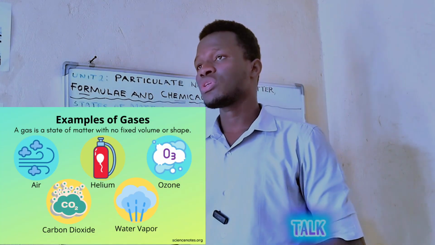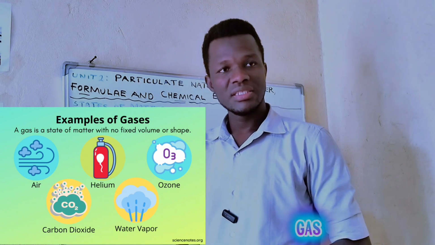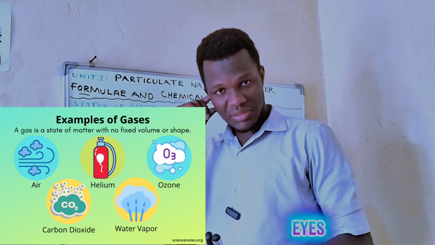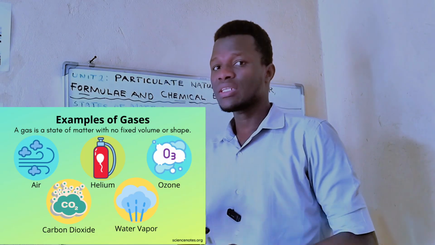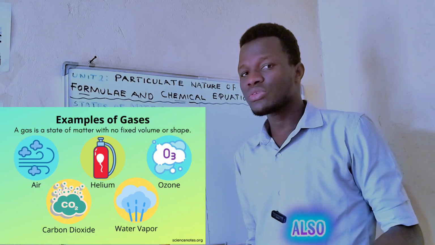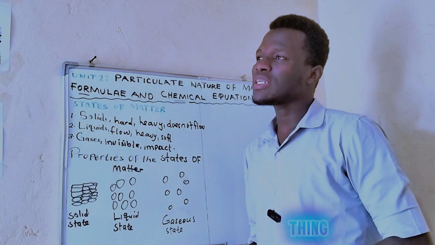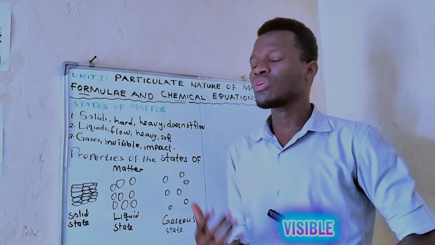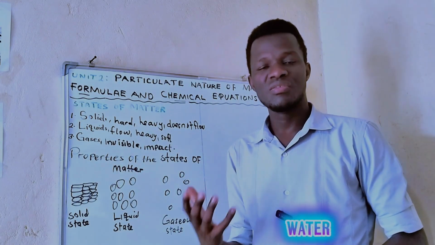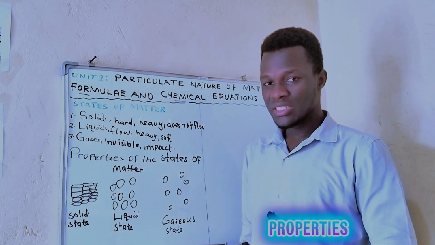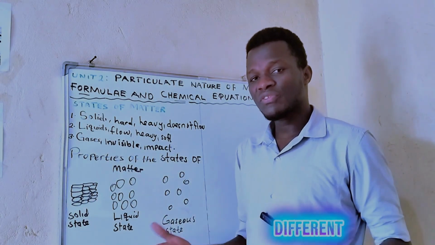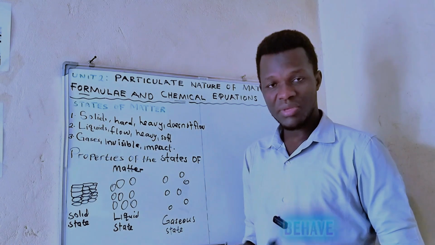For example, we talk of oxygen gas. Of course, you cannot see oxygen with your eyes, but the impact of oxygen is visible. Carbon dioxide, for instance, is also invisible. One thing that we call the visible gas is maybe water vapor. Let's look at the properties. Each of these three states of matter have different behaviors. They don't behave the same way, they behave differently.